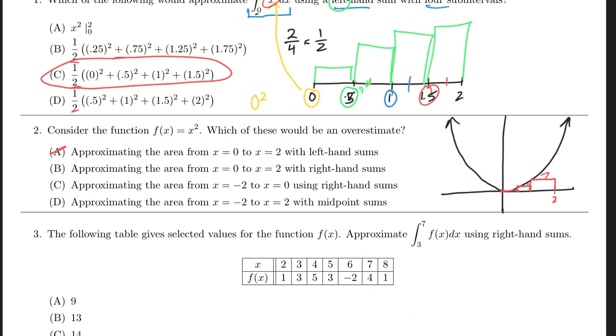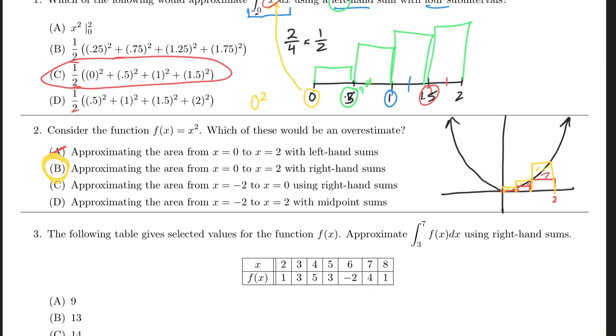What if I do the same thing with right-hand sums? With right-hand sums, I would be drawing rectangles like this. And you can see those have extra area that I don't want in my answer, so that actually is an overestimate. So the right answer is going to end up being B. But let's just check the other ones to make sure.